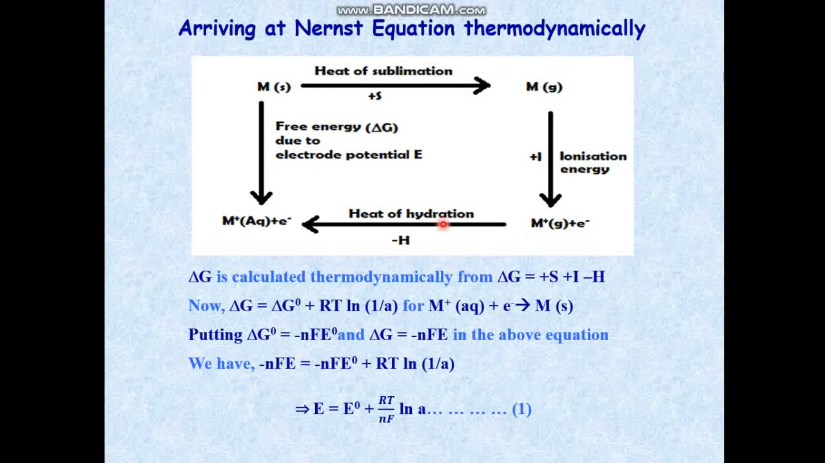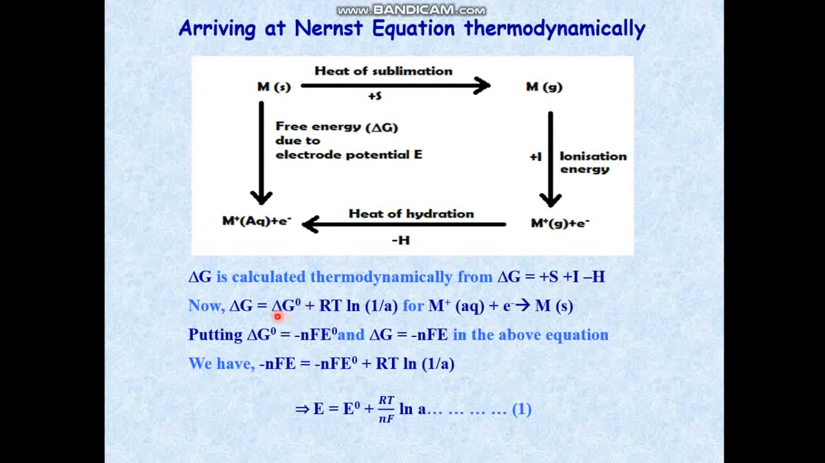This is the heat of hydration, but this process has a negative enthalpy. That means it would release some heat, which is denoted as minus H. So we have 3 energy parameters, which are S endothermic, I endothermic, and H exothermic, and the combination of these 3 gives the overall free energy change of the system, which is denoted here. So delta G is a function of heat of sublimation, ionization potential, and heat of hydration.